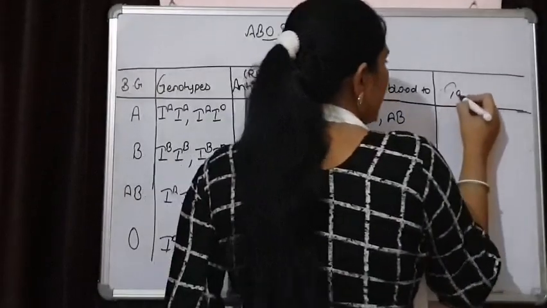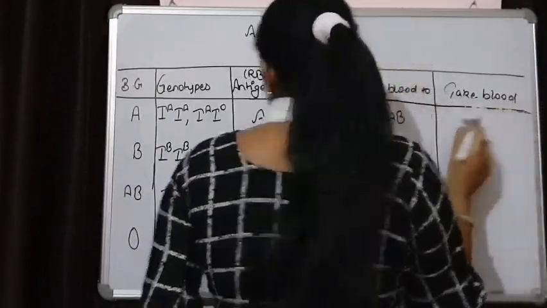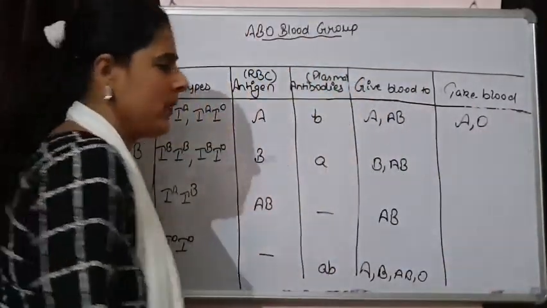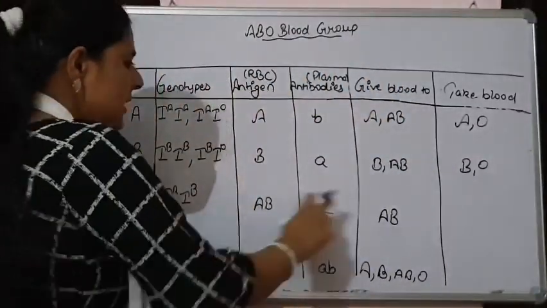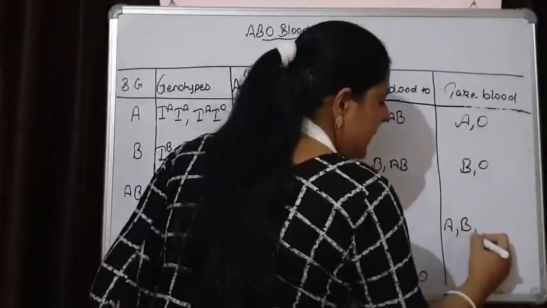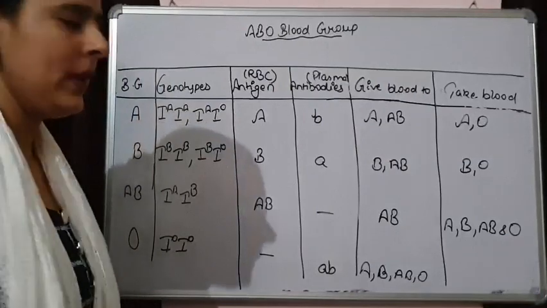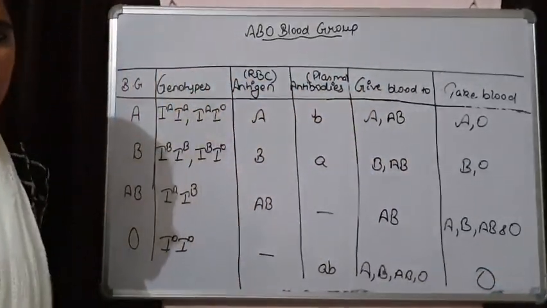Now, they can take blood from: this individual can take blood from A and O. This one from blood group B and O. This individual can take blood from all the blood groups A, B, AB and O. And here this is going to take blood from O only.